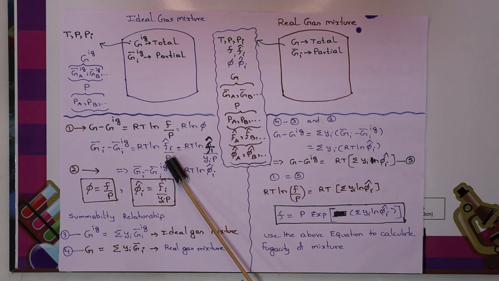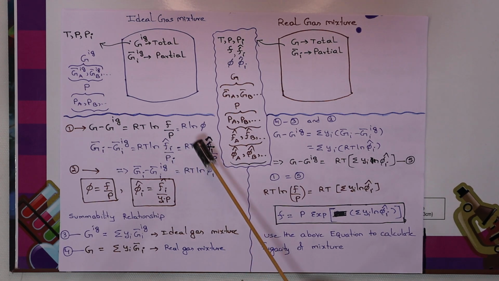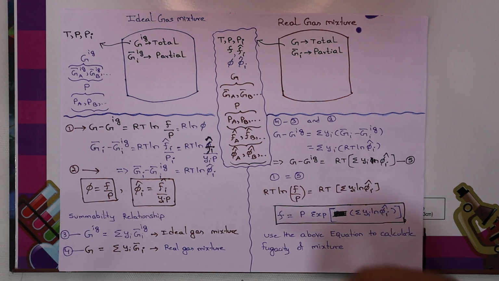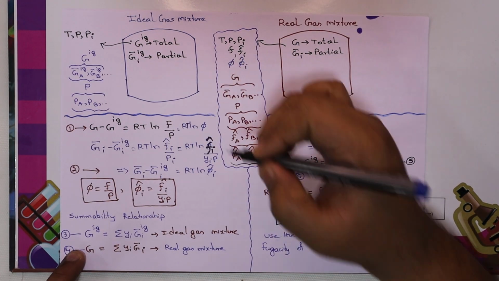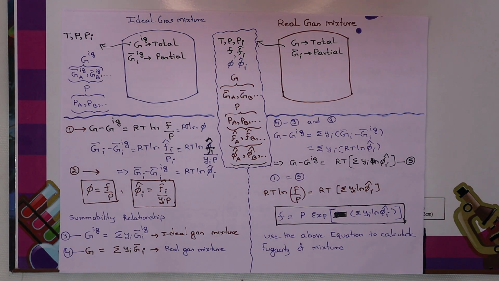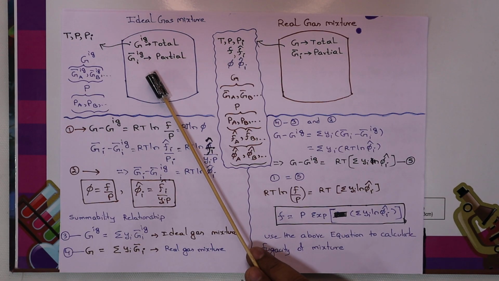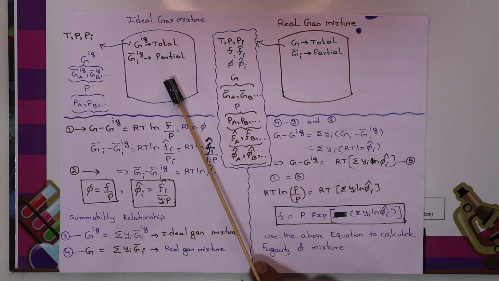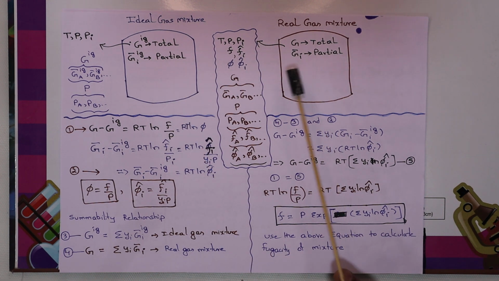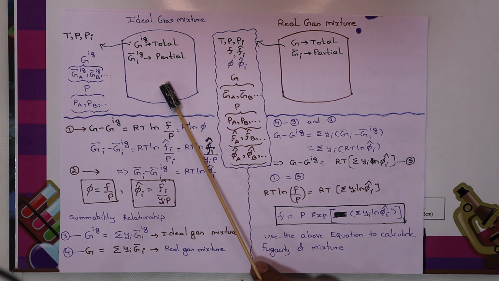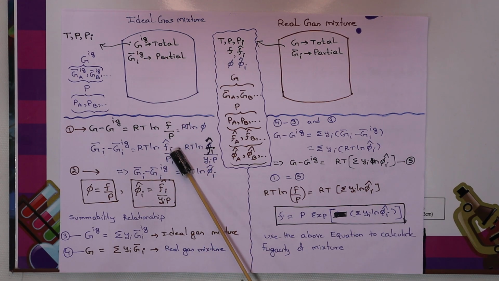So, that is nothing but RT ln phi cap. Similarly, if you take the difference between the partial Gibbs energy of the real gas and the partial Gibbs energy of the ideal gas, you get RT ln Fi cap by Pi. Here it is a total pressure, here it is a partial pressure.